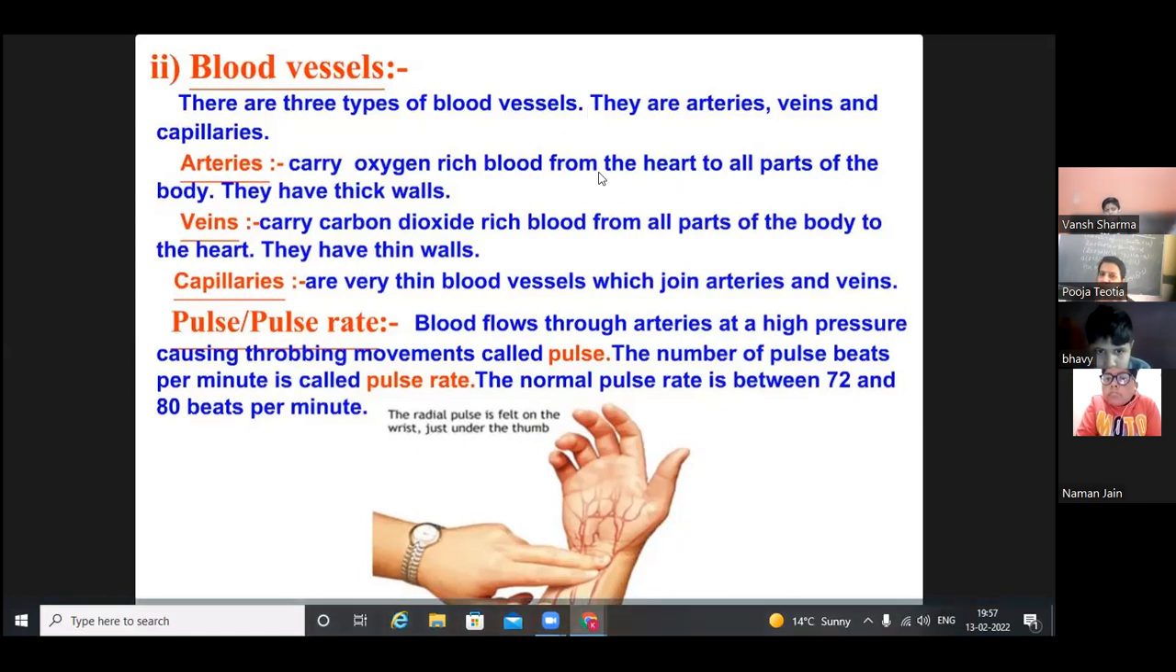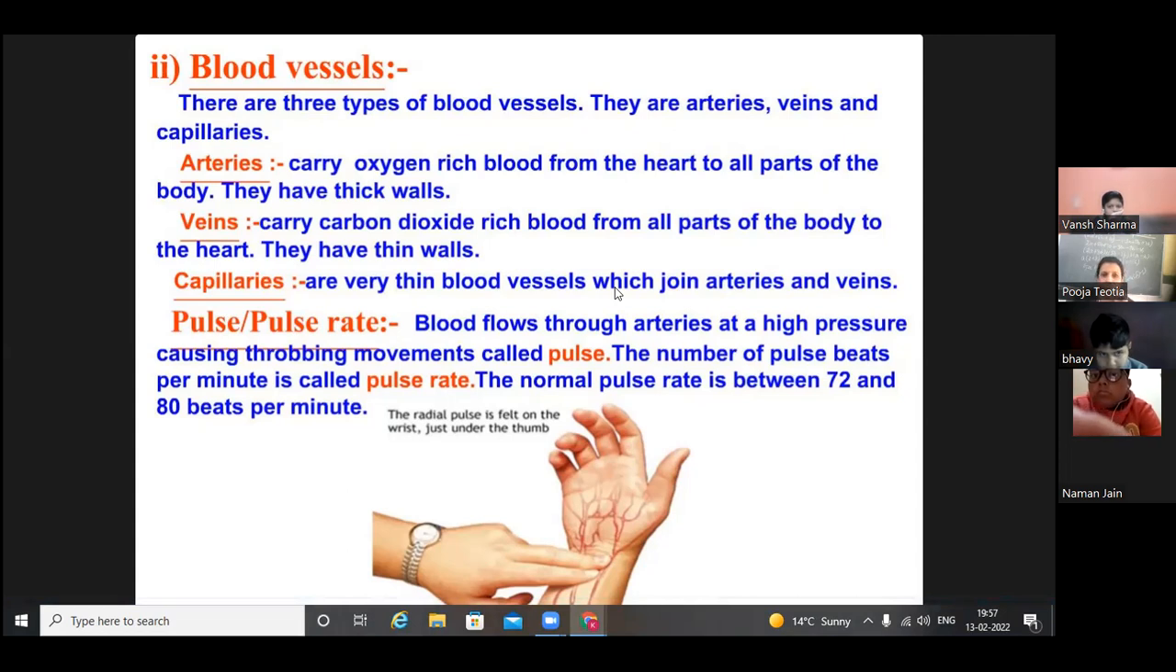So children, there are different blood vessels. We are going to discuss three blood vessels here: arteries, veins, and capillaries. You have to see what type of blood they carry. Arteries carry oxygen-rich blood from the heart to all parts of the body. Moreover, they have thick walls. This question may also come: why do arteries have thick walls? The reason is that they have to pump the blood. That's why they have thick walls.